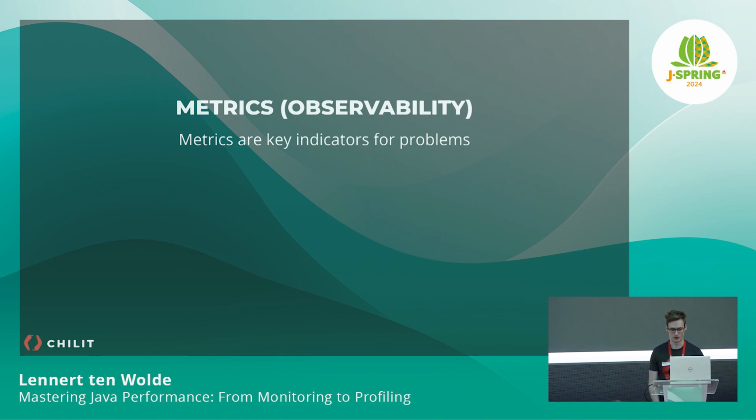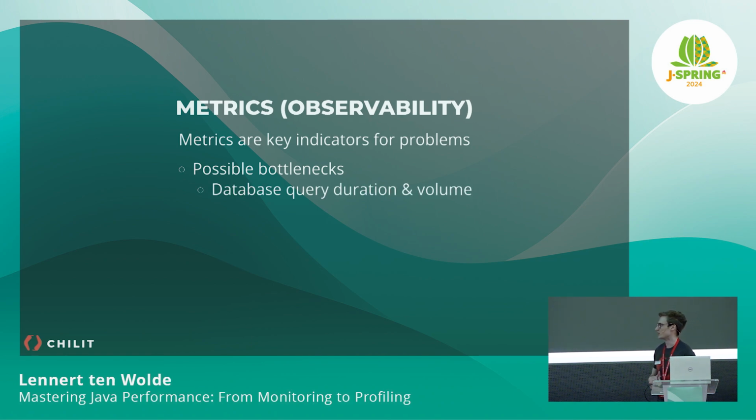So if you're a Spring user, you can always go back and check that out, but it's also pretty well documented at this point. Metrics are key indicators of problems. They're little bits of information, numbers that give you an indication of how your program is running, and you can use them to identify possible bottlenecks, for instance, by measuring the query duration and the volume.